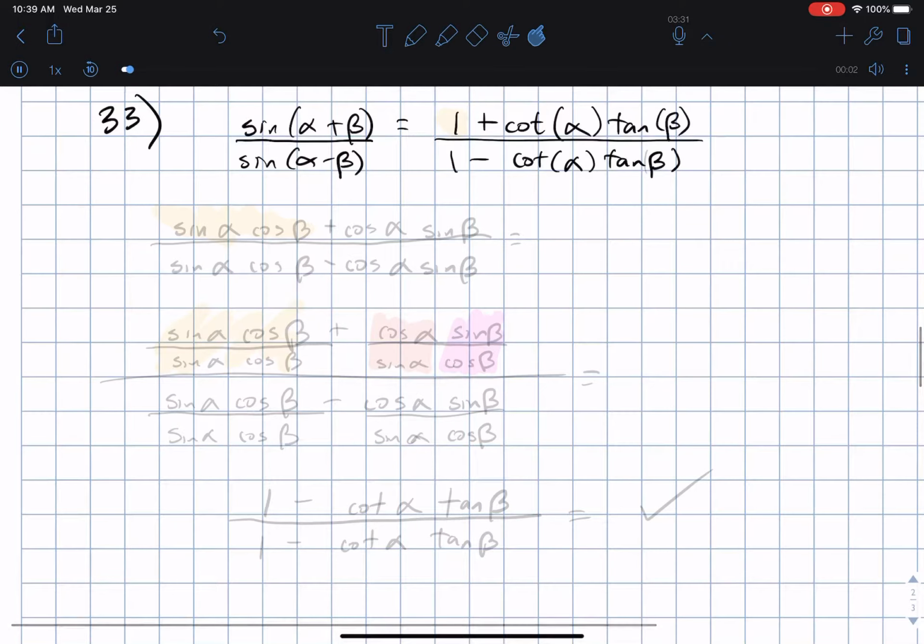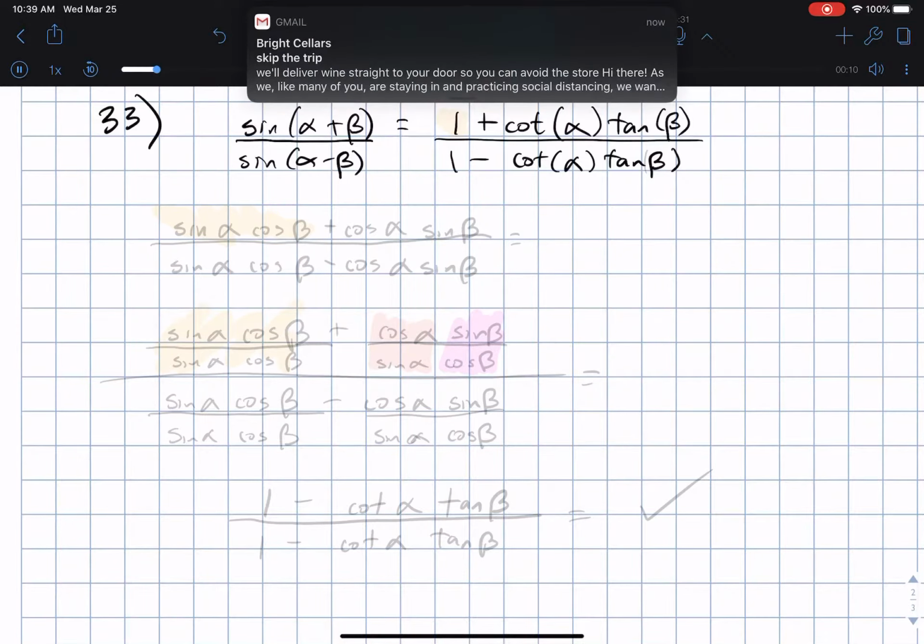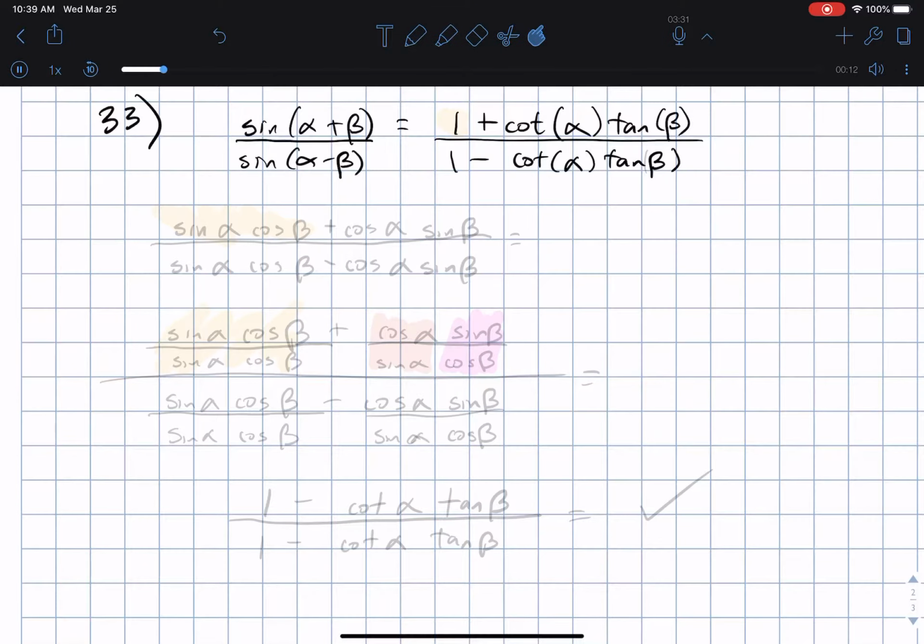All right, so here is my improvised solution to number 33. I look at the left and I see that I've got this sum of angles and this difference of angles over there. And I really don't want that because on the right there's just plain angles and plain angles. So I'm going to do the formula, and that's going to get rid of all that plus inside the sine stuff.